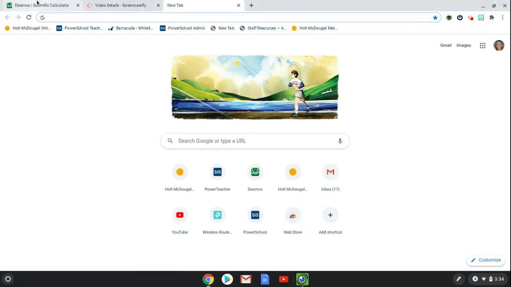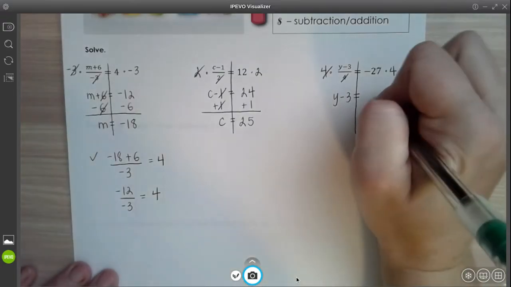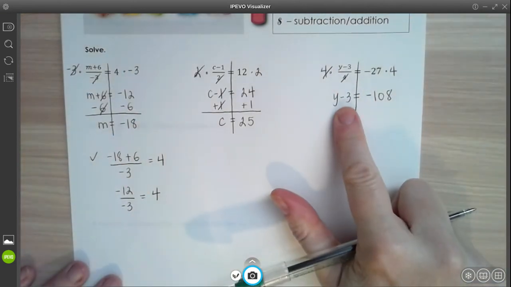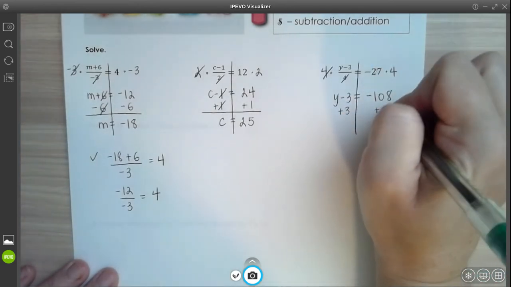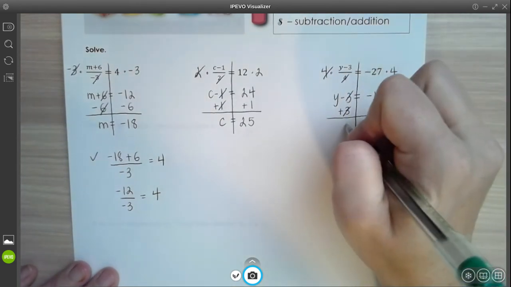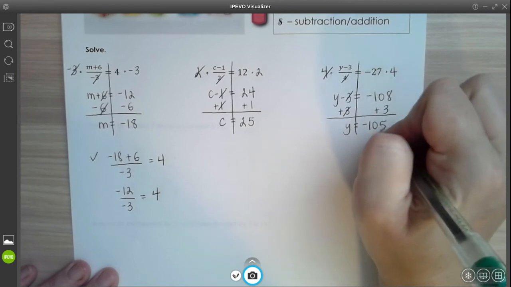-27 times 4 is -108. Okay, and then I have y minus 3. So to get y by itself, I have to get rid of the -3, which I'm going to add 3 to do that. Bring down the y, and then -108 plus 3 is a -105.